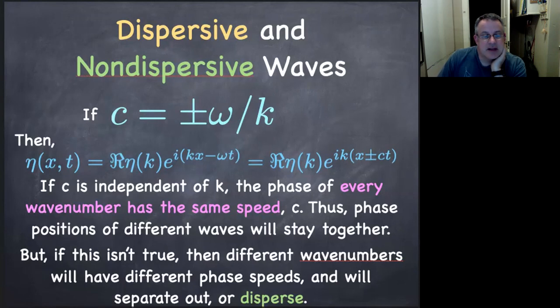So the phase positions of different wavelengths, different wave numbers, different Fourier components will stay together. However, if this relationship is not true, then every time you change k, you change omega in an independent way, and c is going to change. c is going to be a function of k. So then the different wave numbers will have different phase speeds and will separate out, or disperse. So dispersive waves are those where different wave numbers have different phase speeds. Non-dispersive waves are where they all have the same phase speed.